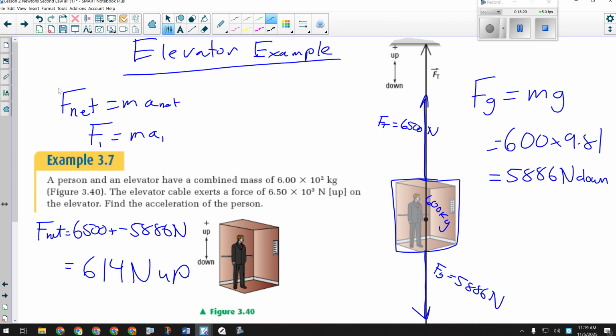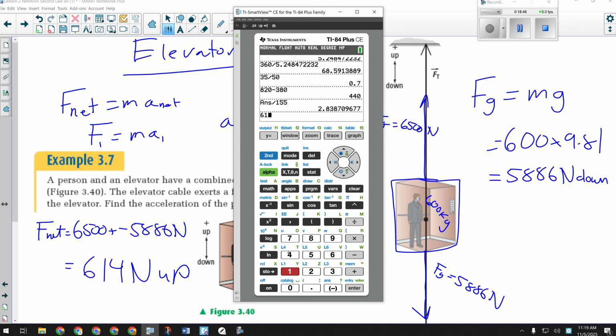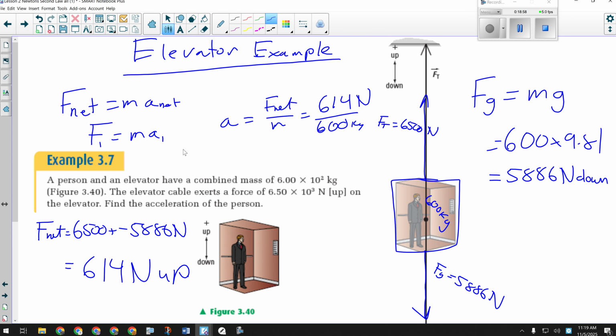All right, so we have our net force, so we can now calculate the acceleration. F net divided by mass. So 614 divided by 600. This is newtons, this is kilograms, and we'll get our meters per second squared. So 614 divided by 600. So the acceleration upwards is 1.02. I think we have 3 sig digs there, so 1.02 meters per second squared up.